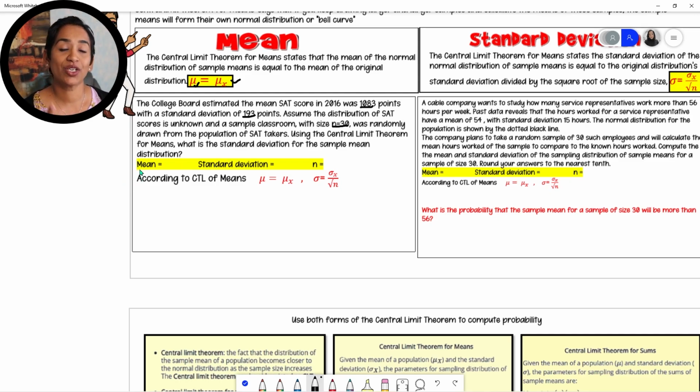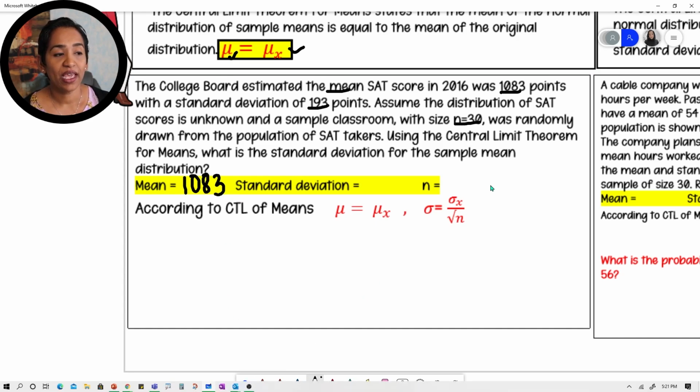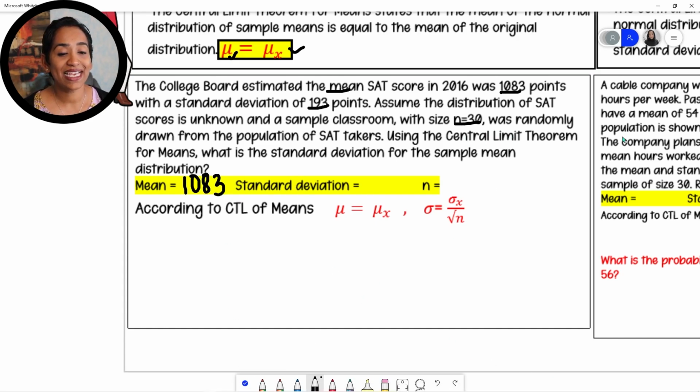Step 1, you need to go ahead and write down what information you have. Right now they say the mean SAT scores. Let me go ahead and expand this. So I do have the mean. The mean here is 1083, right? And I have the standard deviation. What's the standard deviation? 193. And I have a sample size. Sample size is 30. What are they asking me? What is the standard deviation for the sample mean distribution?